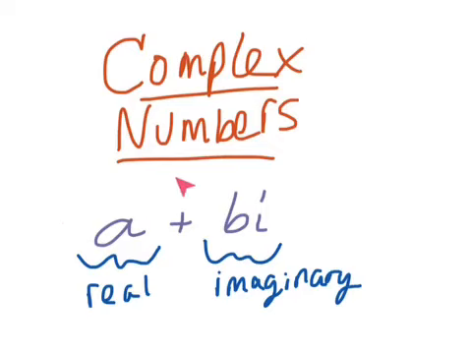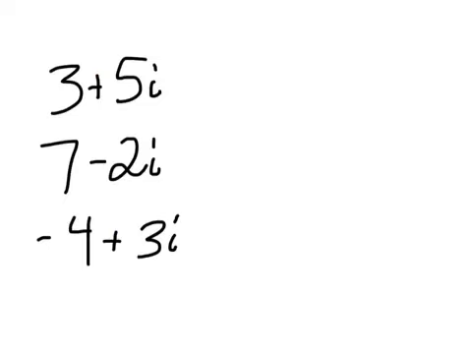down to this as their simplest form, where we have the real part and the imaginary part in the form a plus bi. So a couple examples of what that looks like are here. So 3 plus 5i. Imagine that i is a variable. We can't add these together. They're not like terms. So this is as simplified as this expression can get. Same thing with these two as well.